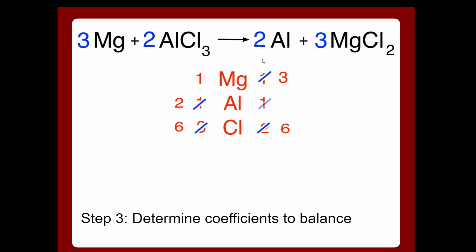Okay, it's a trial and error type thing until we get to an equation that is perfectly balanced. Notice we have 3 magnesium on both sides, 2 aluminum on both sides, and 6 chlorines on both sides.